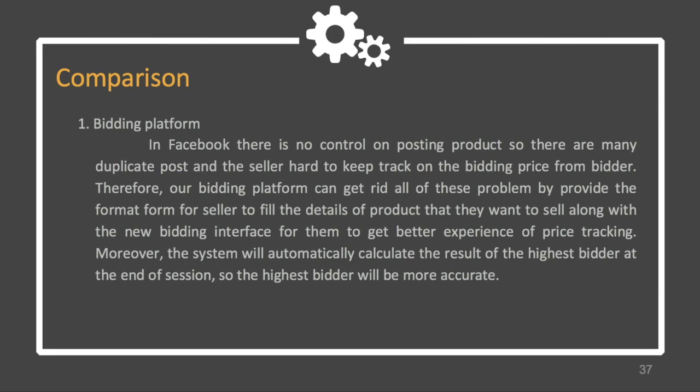Therefore, our bidding platform can get rid of this problem by providing a format form for sellers to fill in the details of the product that they want to sell, along with a new bidding interface for them to get a better experience of price tagging. Moreover, the system will automatically calculate the result of the highest bidder at the end of the session, so the highest bidder will be more accurate.